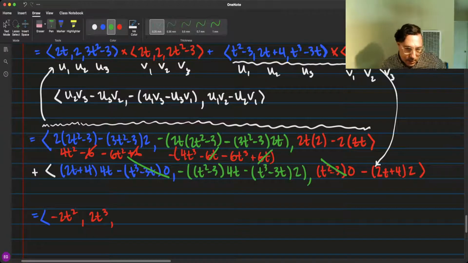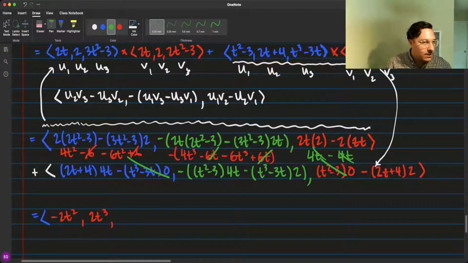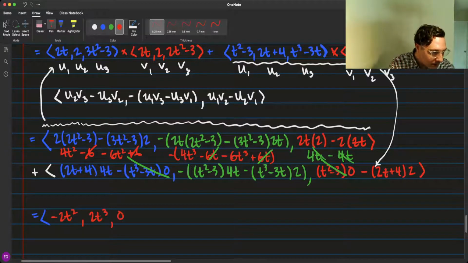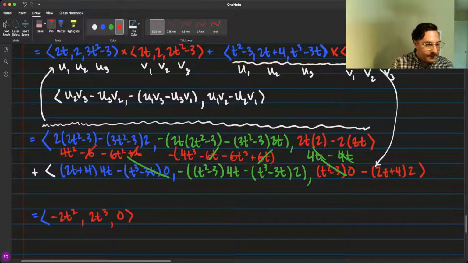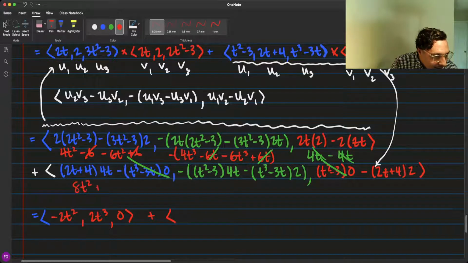Okay, now you go to the next one. 2t times 2 is going to be 4t minus 4t. Okay, cool, so those cancel and you get 0. Nice, I like that. Then you move on to the next one. You multiply this through, you get 8t squared plus 8t.